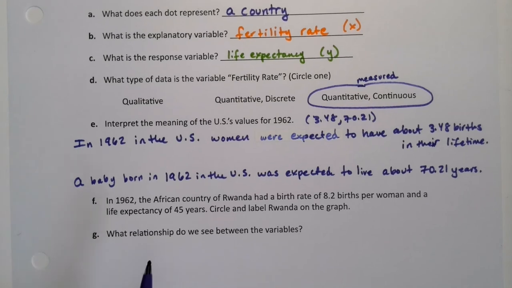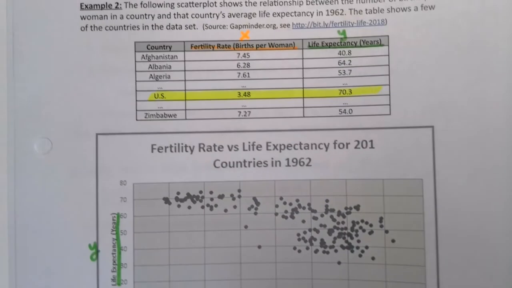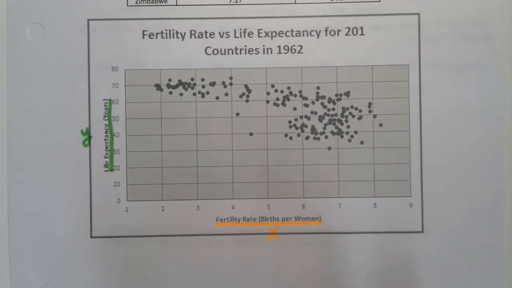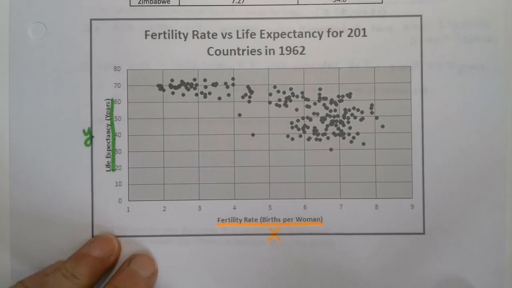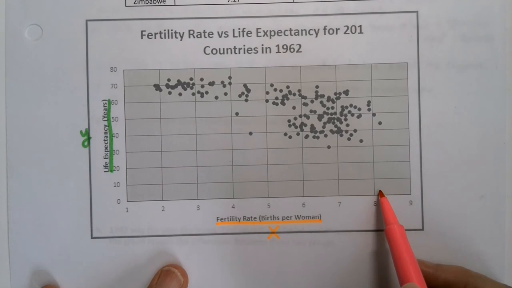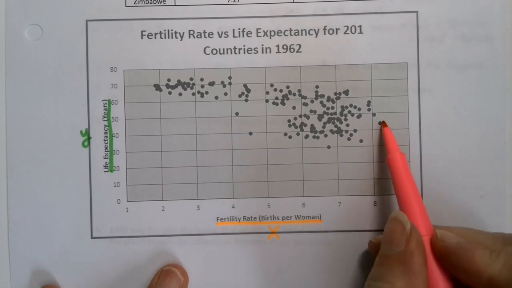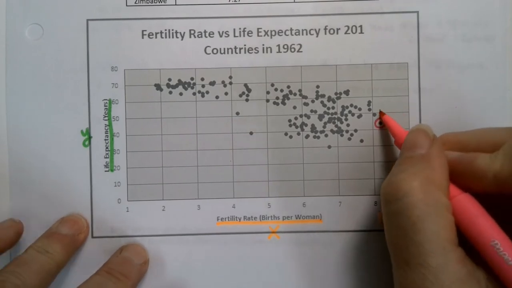Now, in 1962, the African country of Rwanda had a birth rate of 8.2 births per woman and a life expectancy of 45 years. So we're going to circle and label Rwanda on the graph. This is just a check of whether you know how to read a graph like that. So they had a fertility rate of 8.2 births per woman, and then a life expectancy of 42 years, I think it was. So that is right there. That's Rwanda.